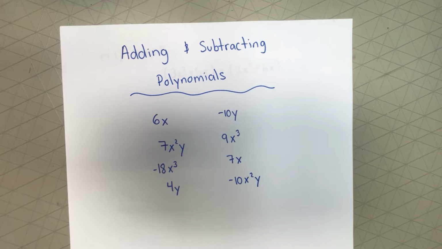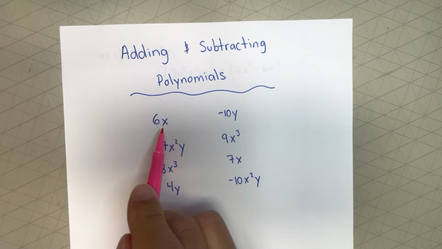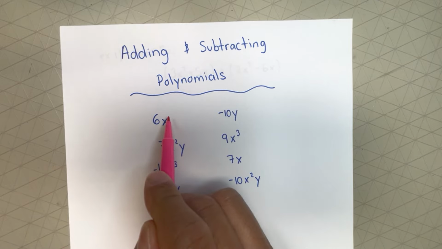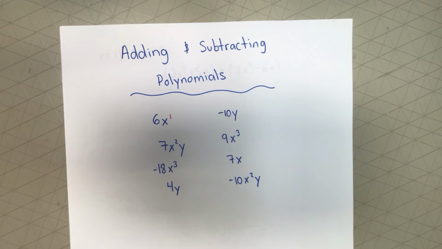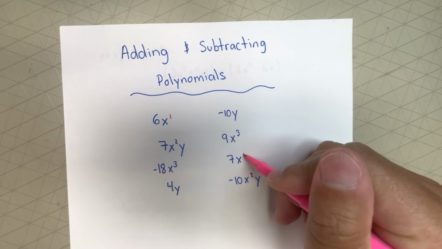Hi everyone, in this video we're going to be working with how to add and subtract polynomials. But before we do that, we have to first ask ourselves, what are like terms? Like terms are when there's variables and exponents that are similar to one another. So for example, you're going to look at 6x, but the problem is what exponent does that x have? It has a 1. On the right hand side, which one also has an x raised to the first power? Hopefully you're thinking this one right here.